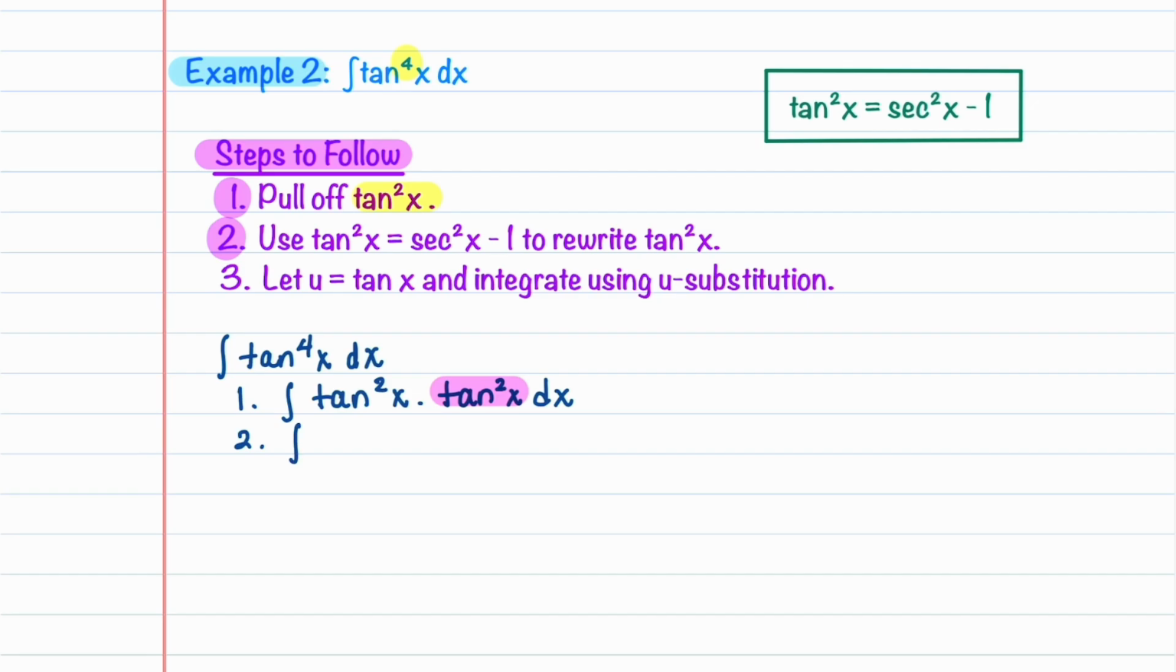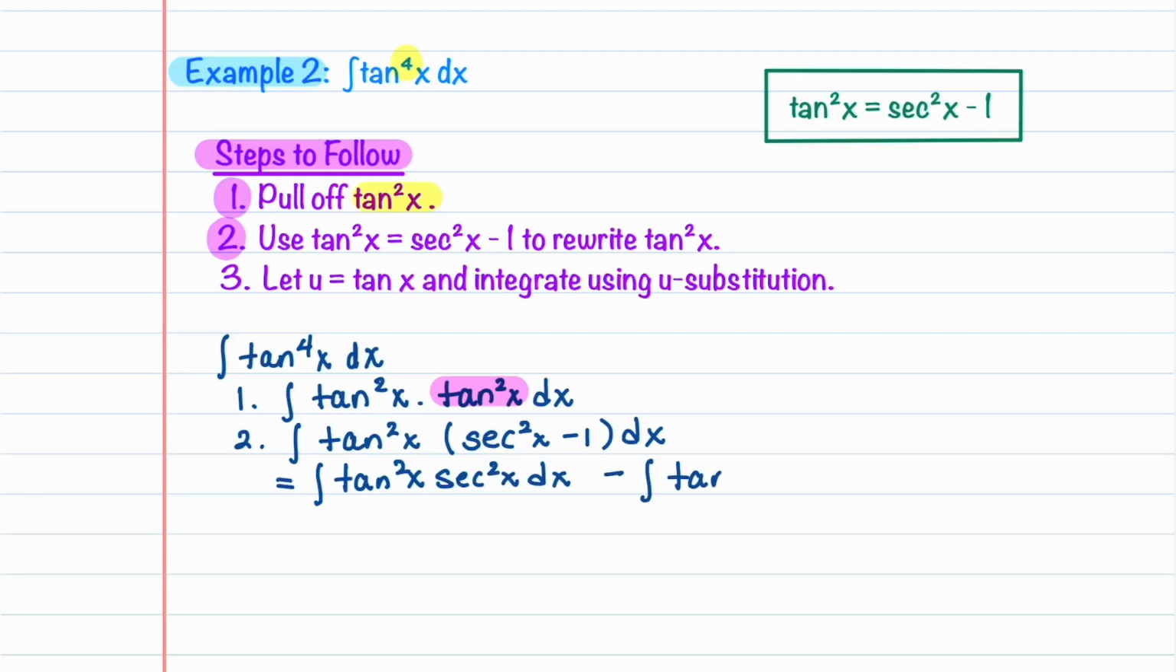We have the integral tangent squared x, and then now the tangent squared that we pulled off can be written as secant squared x minus 1 times dx. We really have 2 integrals here, so let's multiply this out. We have the integral tangent squared x secant squared x dx minus the integral tangent squared x dx.